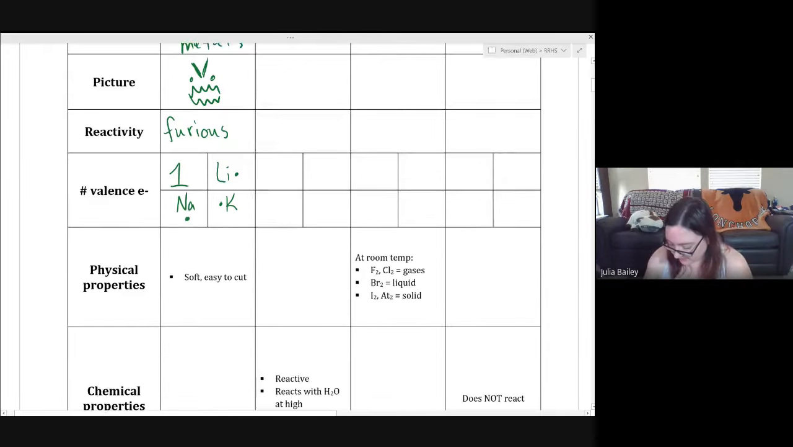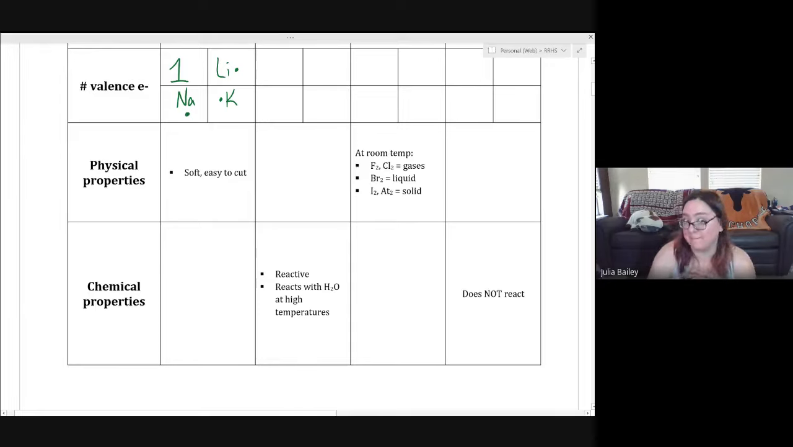Alkali metals are soft and easy to cut. Like, they're a metal, but you can actually cut them with one of those crappy plastic to-go silverware knives. It's not super easy to cut with one of those knives, but you can do it. I speak from experience. They are really soft for a metal, and they're easy to cut.